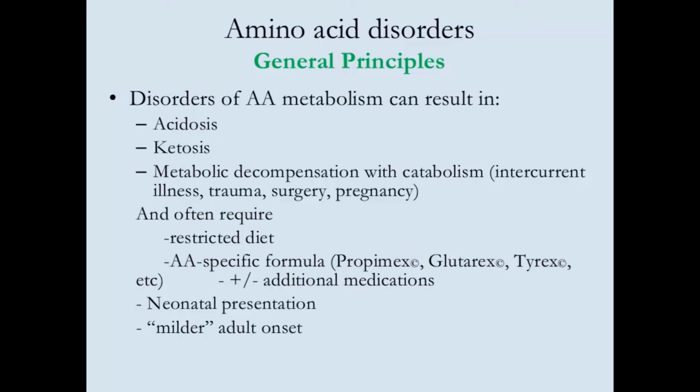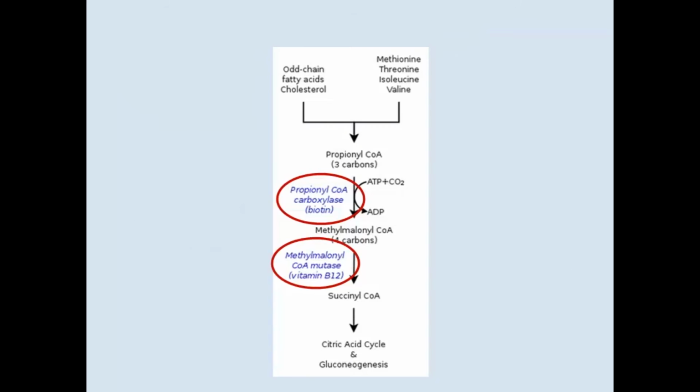And if you want to think about it in two ways, most often there's a severe neonatal presentation where a child is floridly ill shortly after birth, after starting any sort of a feed. And then sometimes there's a milder adult onset of these conditions, which either it truly is an adult onset or it's unmasked because of something else going on. So that's how you can think about those in general.